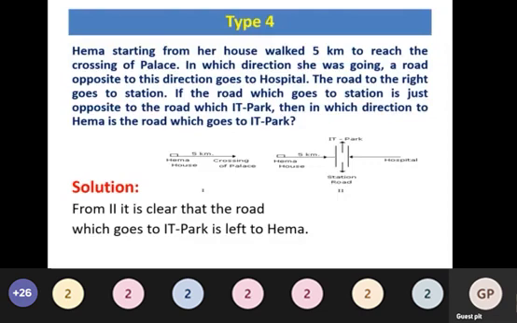So the diagram is clearly given. If we take the solution, from the crossing it is clear that the road which goes to the IT Park is to the left of Hema. So the answer for this particular question is that the road which goes to the IT Park is to the left of Hema.